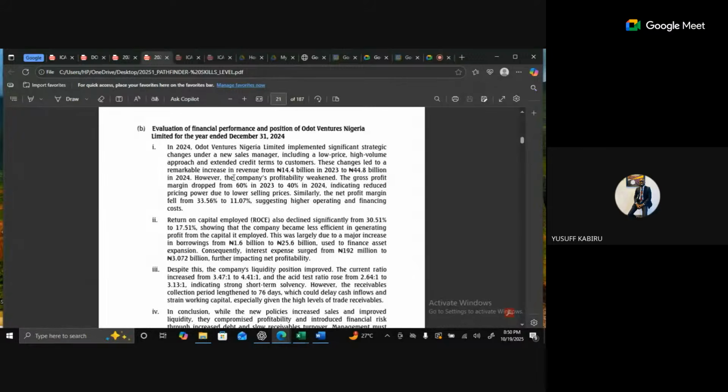So they said your revenue increased from this to this in 2024. However, that is just saying our revenue increased, but there is a but there. The company's profitability weakened, right? Because you can't measure profitability just by revenue, because before you arrive at that profit, there are other things to consider, things like cost of sales and your operating expenses. So our profitability weakened.